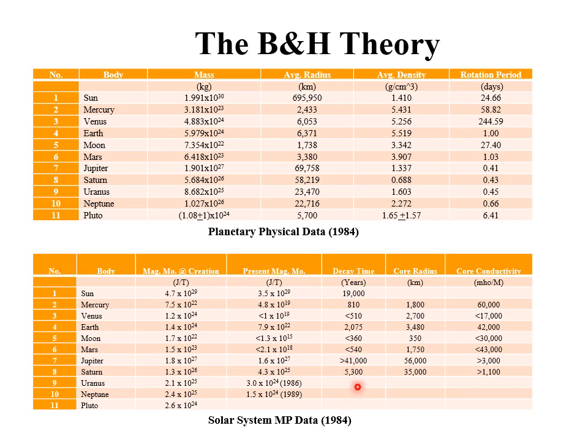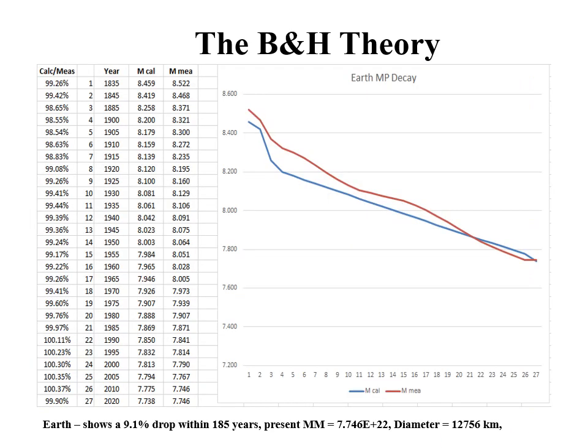We don't have enough information on Uranus or Neptune in 1984. So those you can actually reverse, since we do have their present magnetic moment, at least in 86 and 89. You can reverse the formula and determine what those decay times are. You have the core radiuses, and then you have the core conductivities.